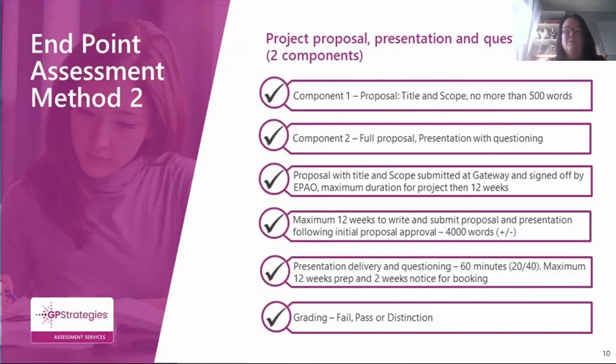Project proposal, presentation and questioning, 2 components. Component 1 is the proposal title and scope, no more than 500 words. That is then signed off, and we move into component 2, which is the full proposal. So that scope of the proposal is put forward, and that is signed off as agreed.